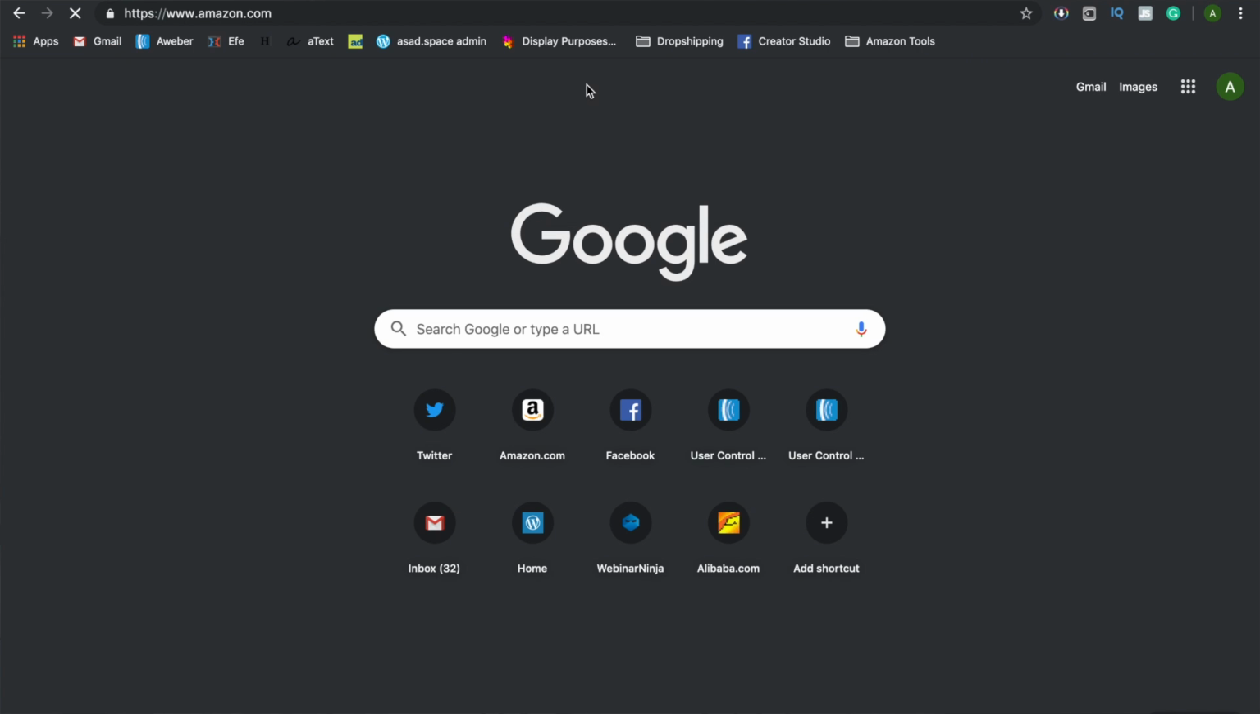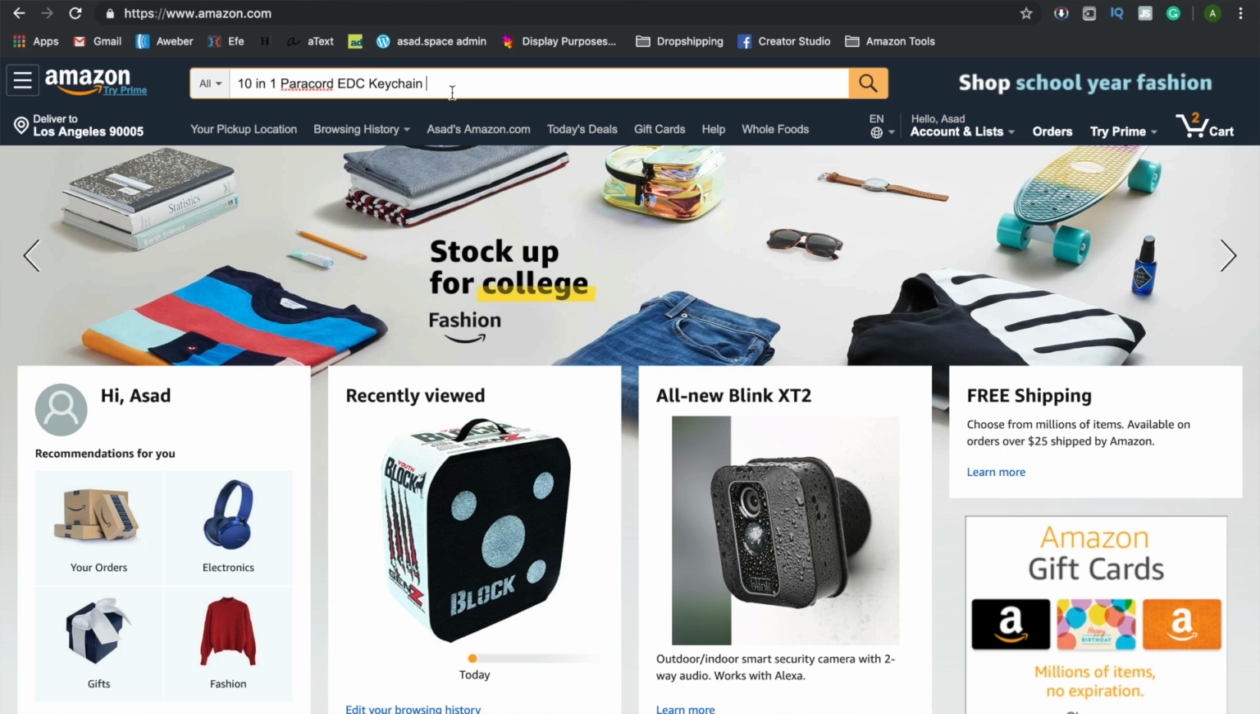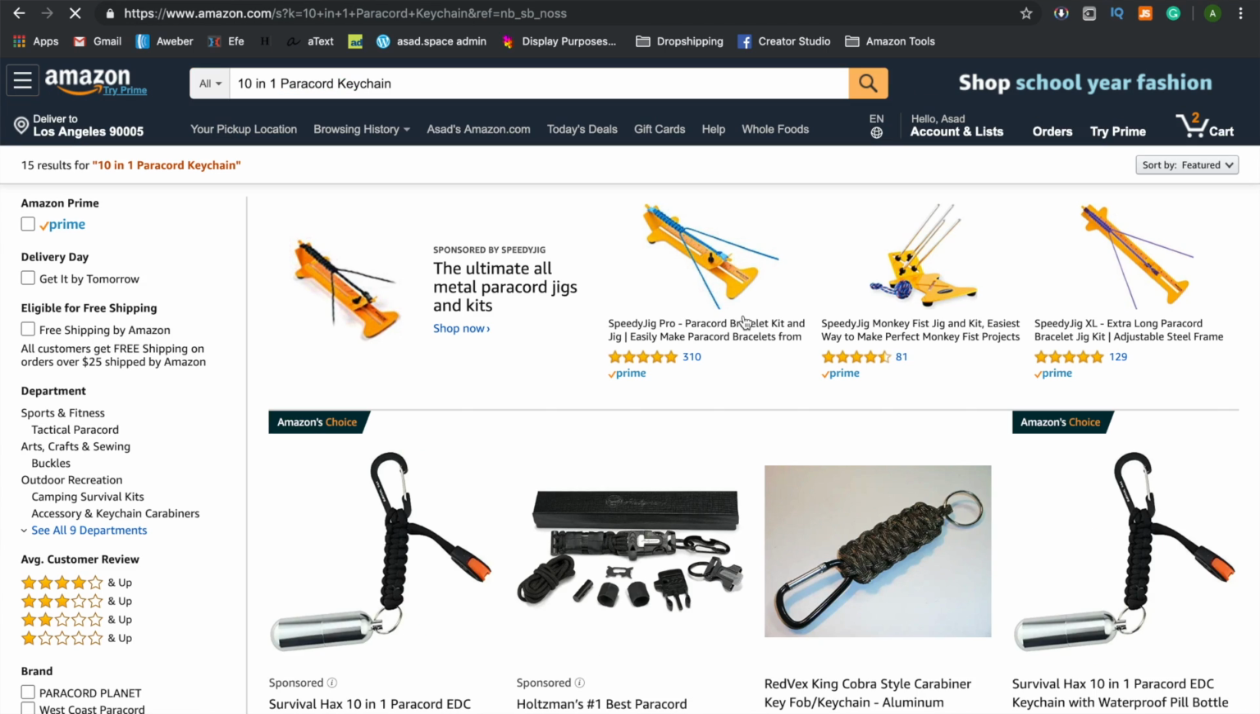Now I can go to Amazon and search for the same exact thing. Okay, so let's say 10-in-1 paracord keychain. Let's copy that and throw it into here. Let's get rid of EDC and let's see what comes up. Boom. So right off the bat, there's only 15 results for this, which isn't very many.